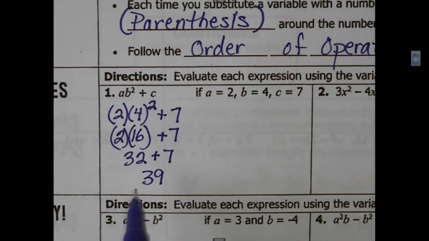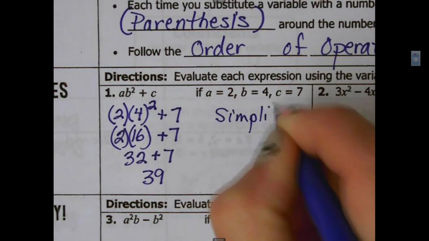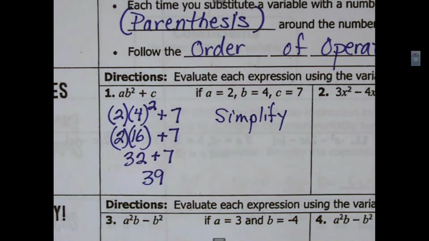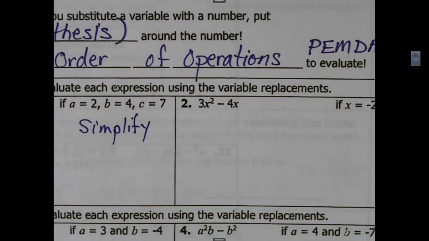So what we did is we simplified. Anytime you see a problem like this, it's not going to say solve, it's going to say simplify. Solving is when we have an equal sign, and then we end up simplifying both sides with their like terms. So we'll get to that. We will definitely get to that, but these are all simplified today. No equal signs.